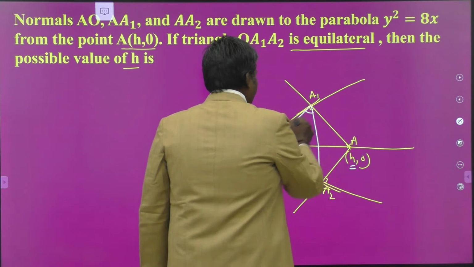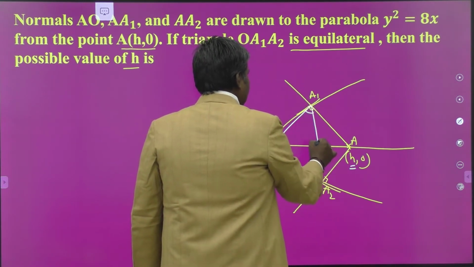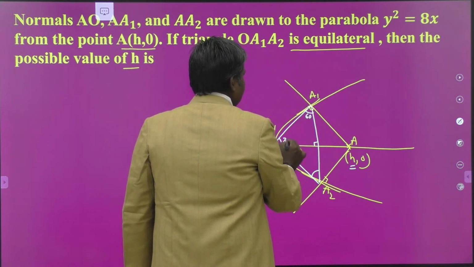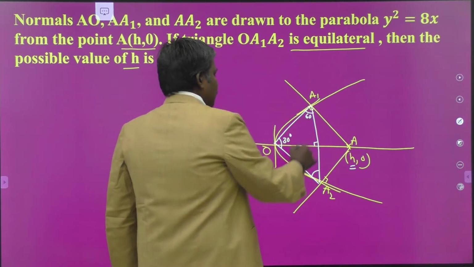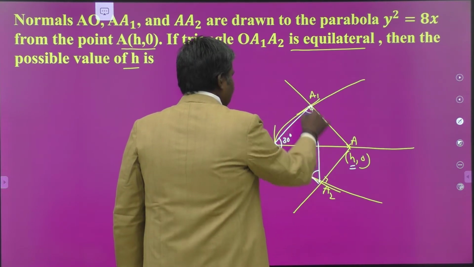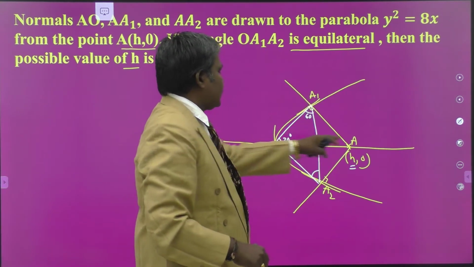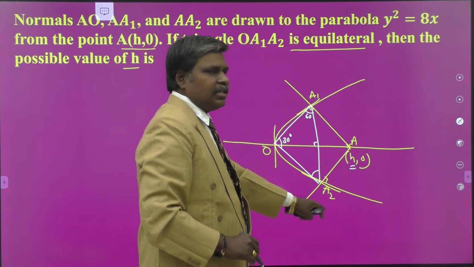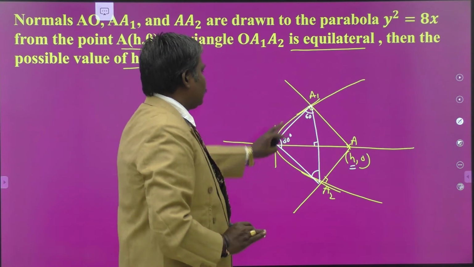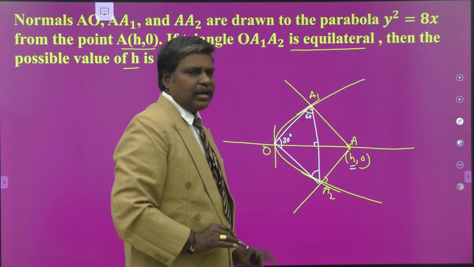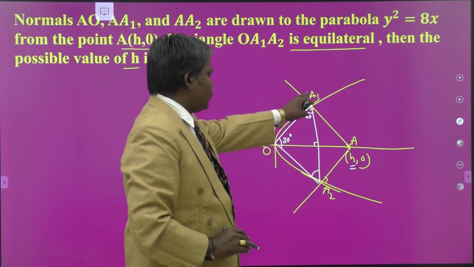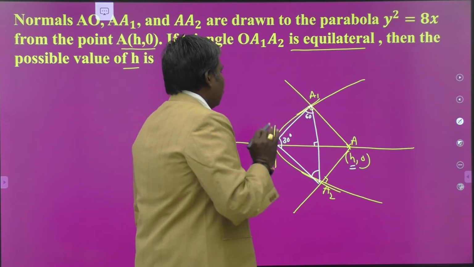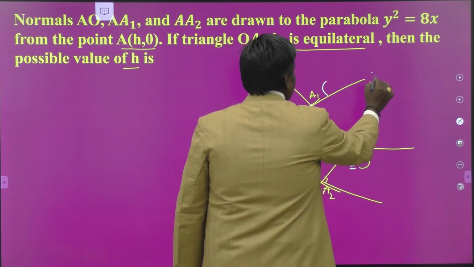How to find this? This is an equilateral triangle. Immediately the angle is 90 degrees. Am I correct or not? This is 60 degrees, this is 30 degrees, automatically this is 90 degrees. So this is the line perpendicular to the x-axis, the line parallel to the y-axis. If it is (x, y), automatically this is (x, minus y). So once you get the coordinates of A1, you can easily write the coordinates of A2. Now your intention is to find the coordinates of A1.